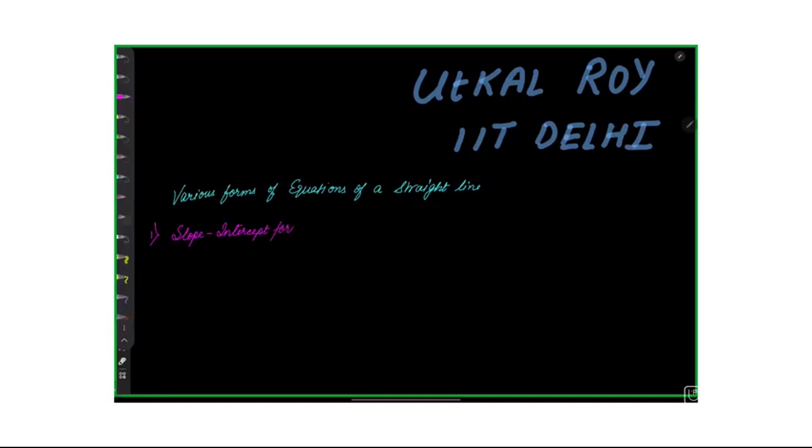Now, what is this form about? As the name suggests, slope and intercept. So in this form, you'll be given a slope and you'll be given an intercept. And from those two pieces of information, you have to find the equation of the line, right? So let me give you the data.